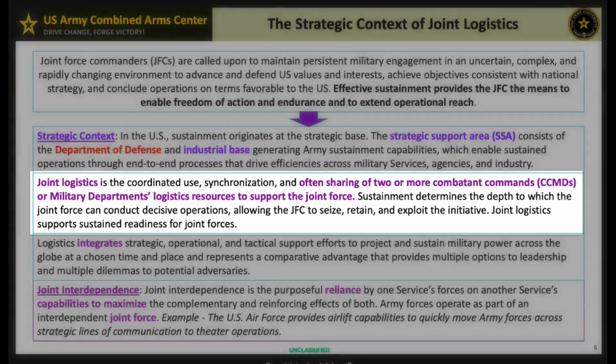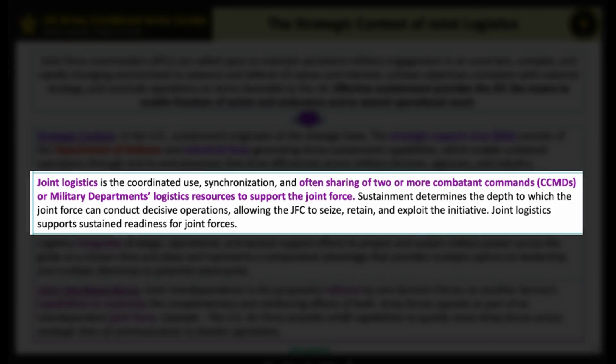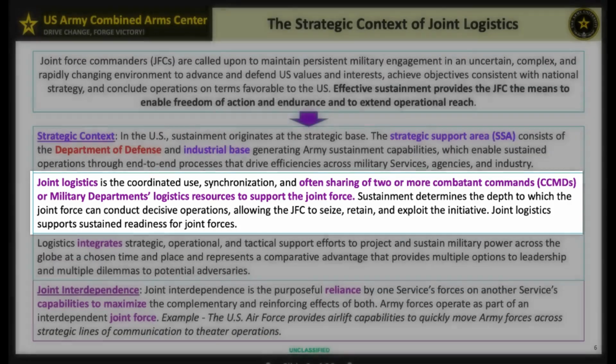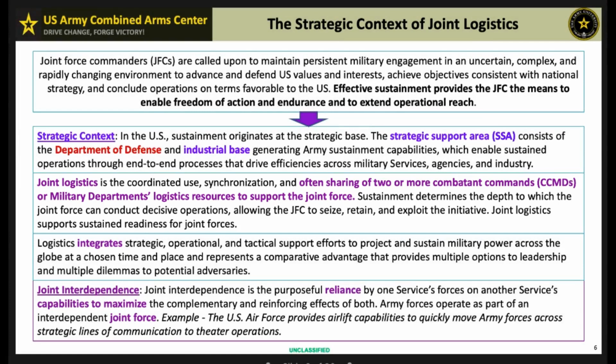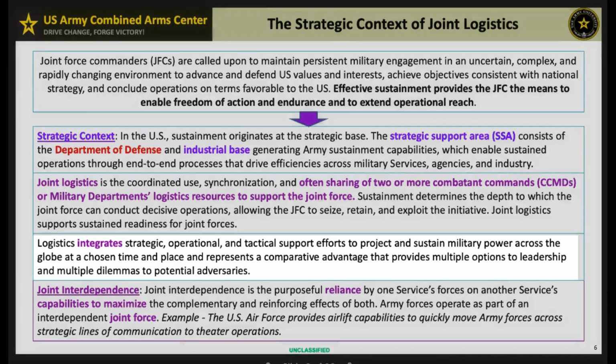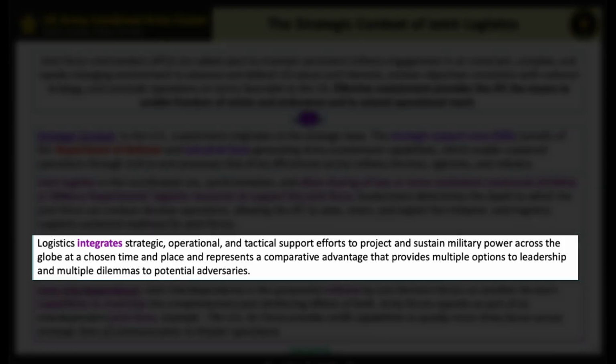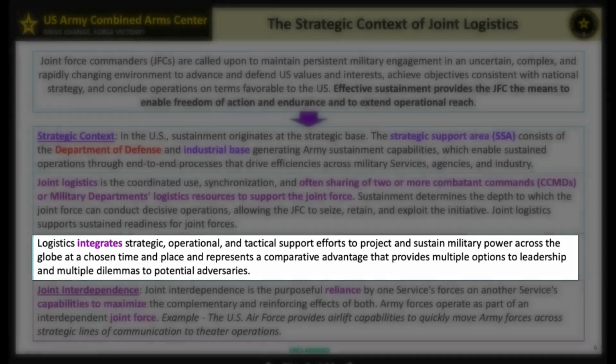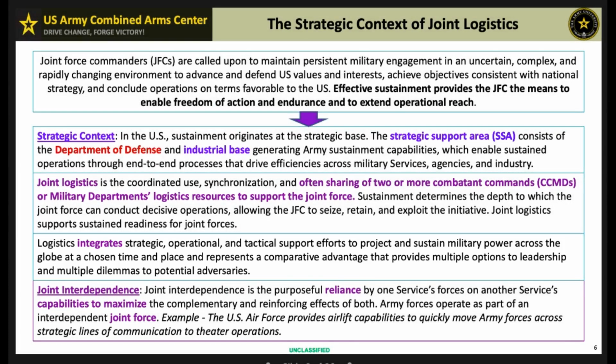Joint logistics involves the coordinated use and sharing of logistics resources across multiple combatant commands to support the joint force. It determines the depth and effectiveness of military operations by ensuring the joint force can maintain operational momentum. Integration. Logistics must integrate efforts across strategic, operational, and tactical levels, allowing military power to be projected globally.